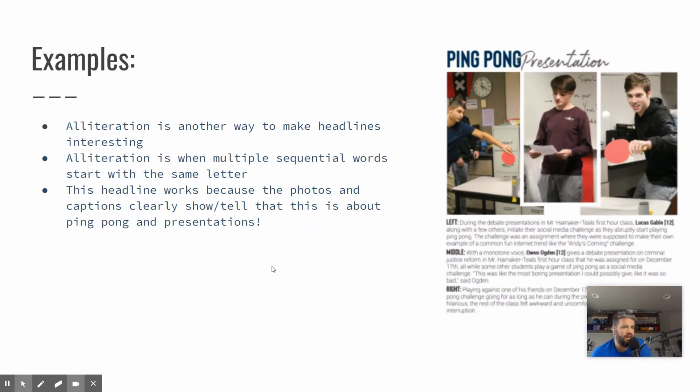Alliteration is another way to make headlines interesting. Alliteration is basically when we just take a bunch of words in a row and they all start with the same letter and sound. So in this case, ping pong presentation. It works. It has the alliteration to make it interesting. It's clearly about ping pong and somebody's doing a presentation. So it works. It ties the whole thing together and it does a good job.